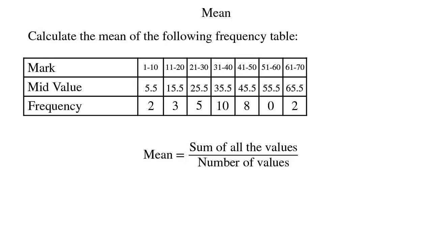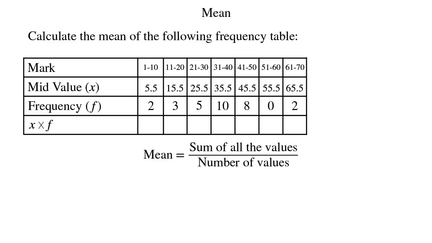Now we need to multiply our mid values for marks, which we usually call x, by the number of times we have recorded each of these values, the frequency, which we usually call f. Let's add an additional row to our table for x times f.